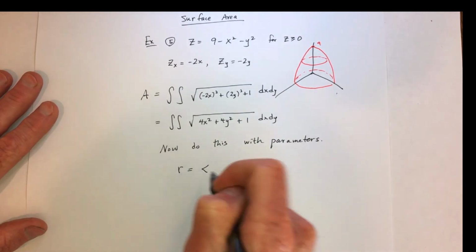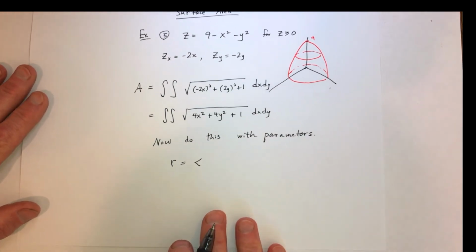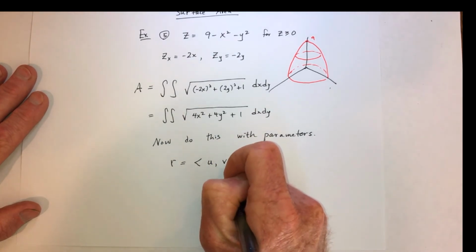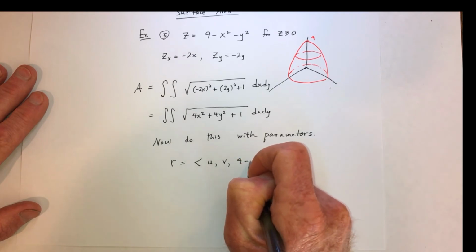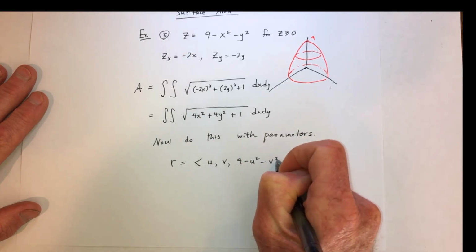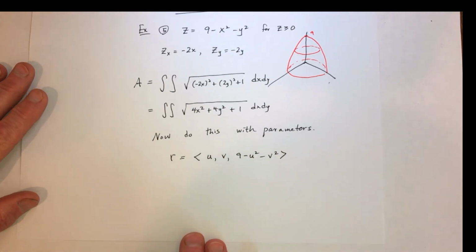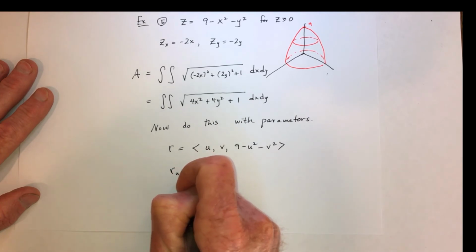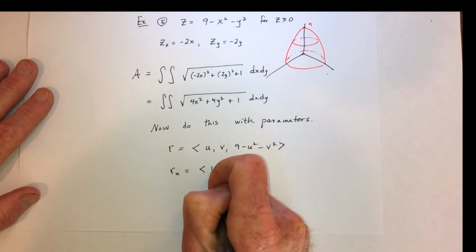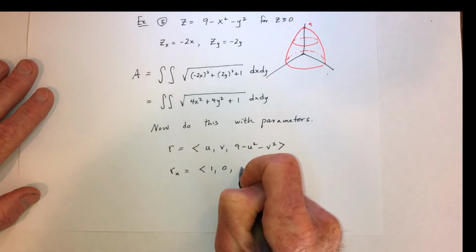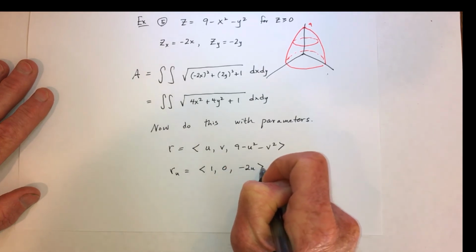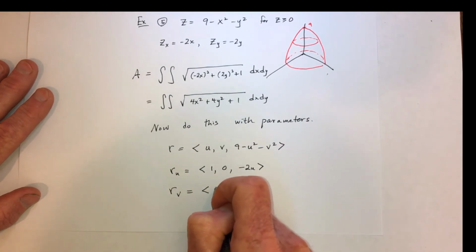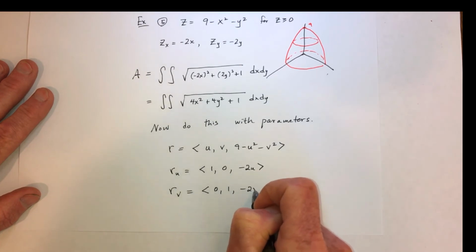So as I did before, make it a vector valued function with parameters u and v. And so it's going to be replace the x with u, the y with v, and then this part's going to be 9 minus u squared minus v squared. So next, find out the derivative with respect to u. So that would be 1, 0, and negative 2u. Take the derivative with respect to v, which would be 0, 1, and negative 2v.